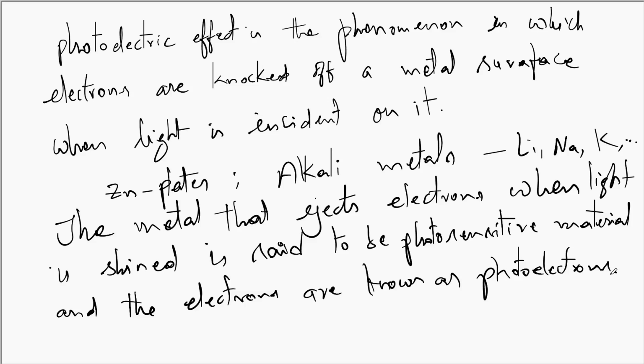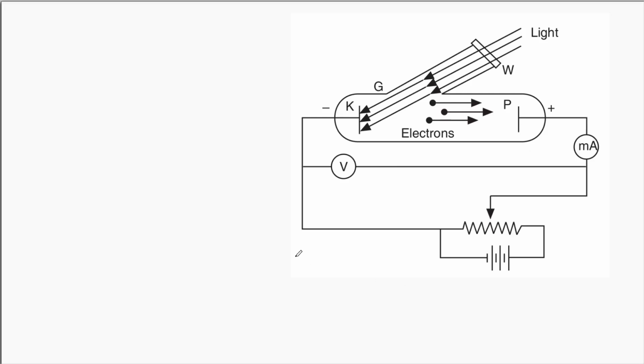The electronic emission increases with the intensity of the radiation falling on the metal surface, since more energy is available to release the electrons. Now we shall look at the experimental setup. This is the experimental setup.